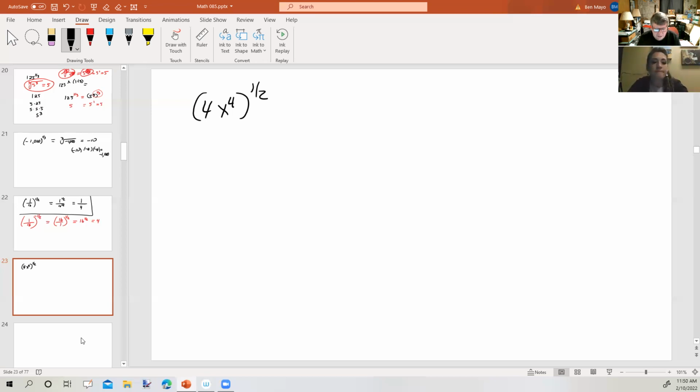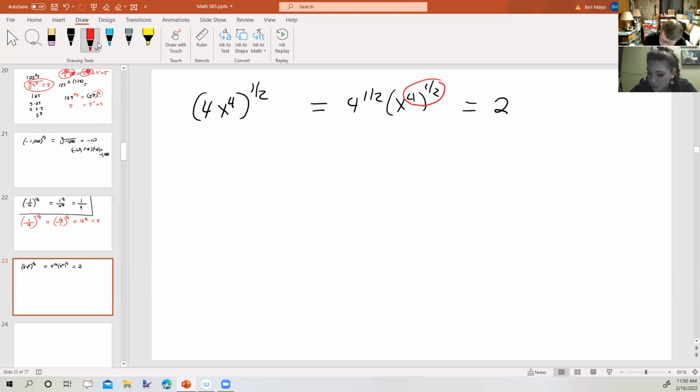Now recall, when you take an even root of a number, you can't get a negative answer. We're taking the square root of all this because it's the 1/2 power. A product raised to a power, you attach the power to each factor inside. 4 to the 1/2 power is 2. A power raised to a power, you multiply the exponents. 4 times a half is 2, so we get x squared.